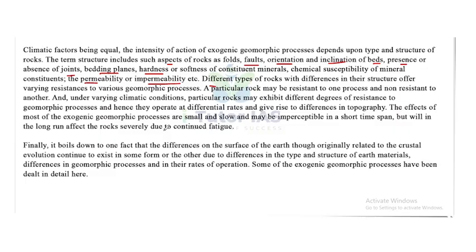The effects of most of the exogenic geomorphic process are small and slow and may be imperceptible in a short time span, but will in the long run affect the rocks severely due to continued fatigue.